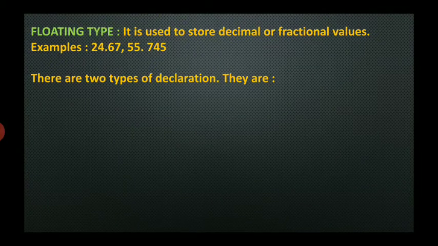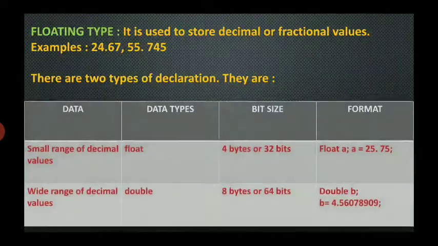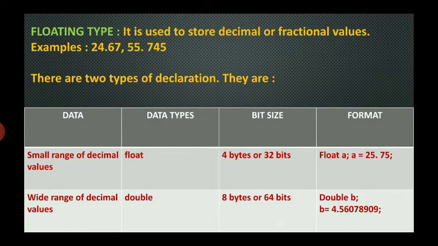Floating type. It is used to store decimals or fractional values. Example 24.67, 5.745. These are 2 types of declarations. They are small range of decimal values, that is float data types, and wide range of decimal values, that is double. Now both these data types are used to hold decimal or fractional values.